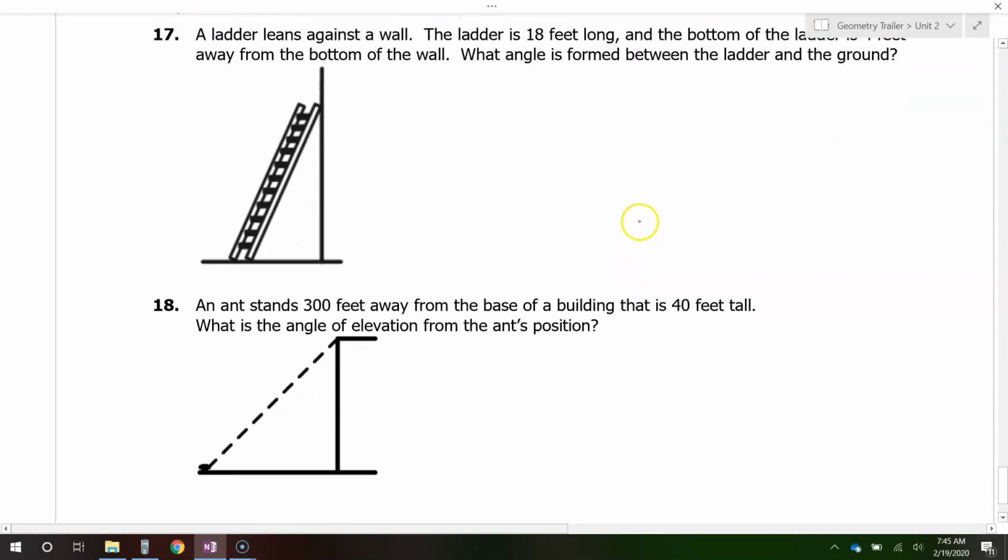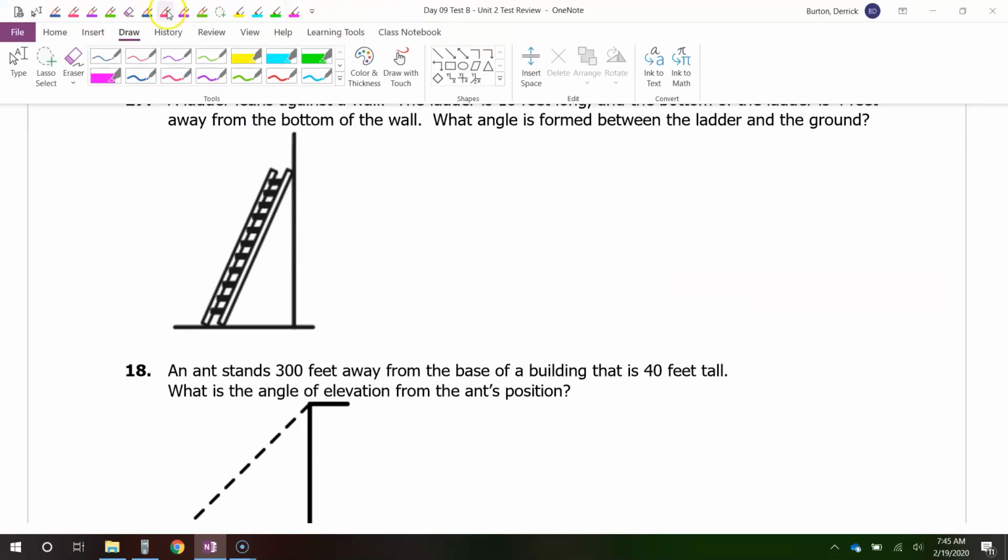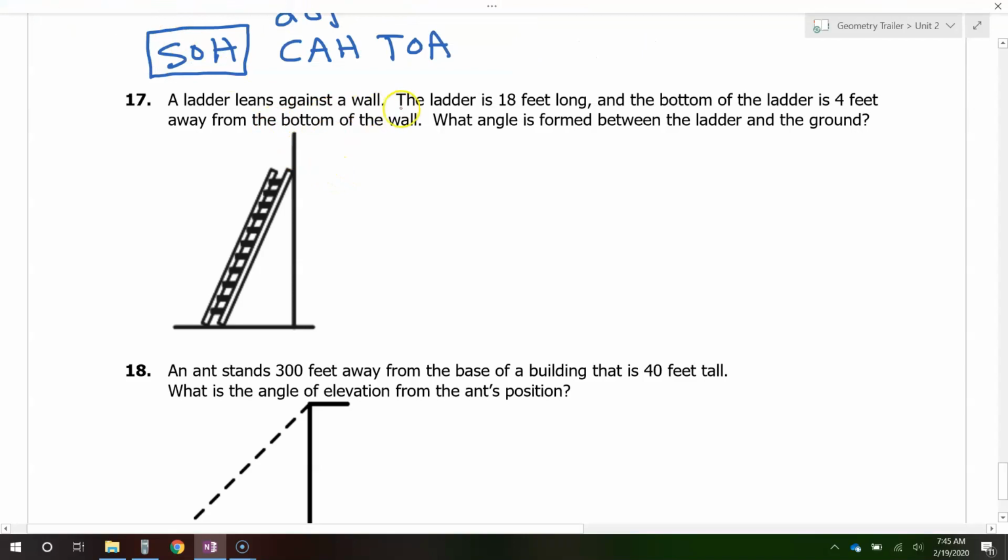Okay, all right, there's only 2 more problems left. We're almost done. A ladder leans against a wall. The ladder is 18 feet long, so right away that tells us that the 18 is right here. The bottom of the ladder is 4 feet away from the bottom of the wall. So here's the bottom of the ladder, here's the bottom of the wall. So these are 4 feet apart.